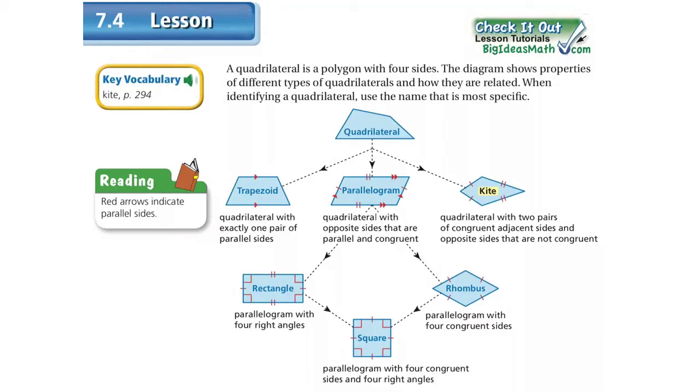Those can be broken into a rectangle, that's if all the angles are 90 degrees, or a rhombus, if all the sides are the same length. And then if all the sides are the same length and all the angles are 90 degrees, then you've got yourself a square, which I like to call the perfect quadrilateral. You do need to remember these different classifications and the properties of each one.